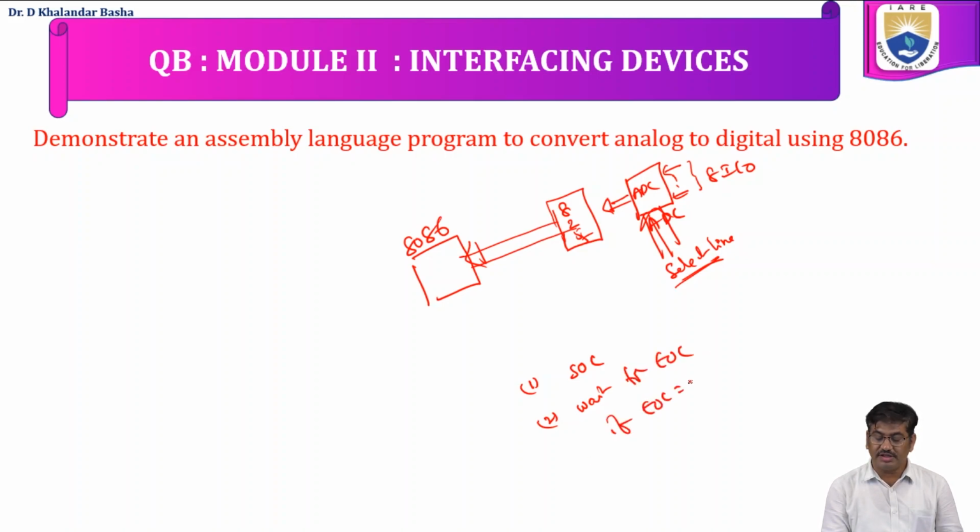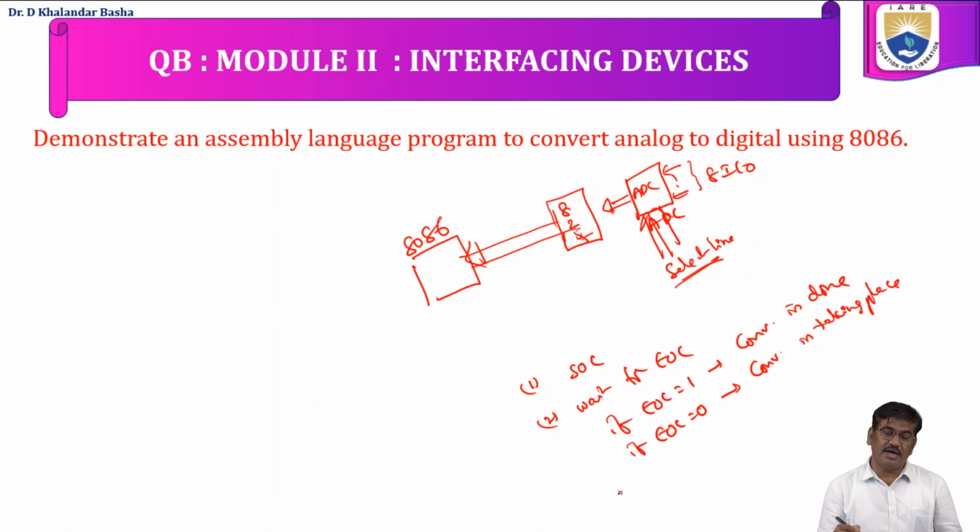If EOC is equal to 1, it indicates conversion is done. Suppose the EOC signal is not 1, it indicates the conversion is still taking place. So when the conversion is taking place, we repeat until EOC is equal to 1. Once EOC is equal to 1, we go to step 3, otherwise we go to step 2. In step 3, we read the digital equivalent generated from the ADC.